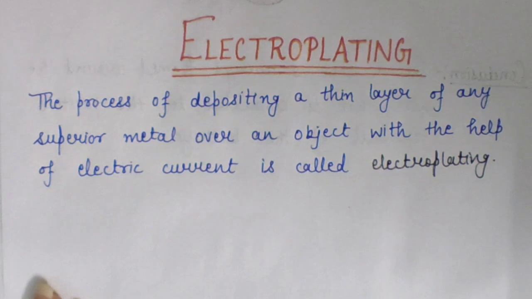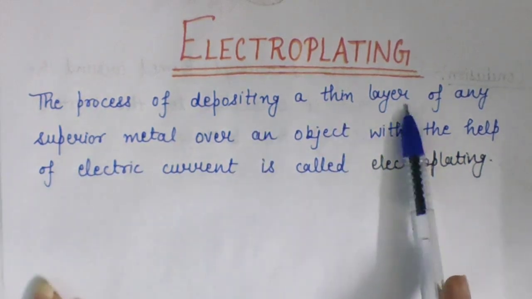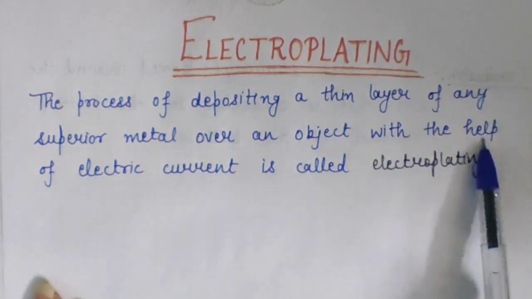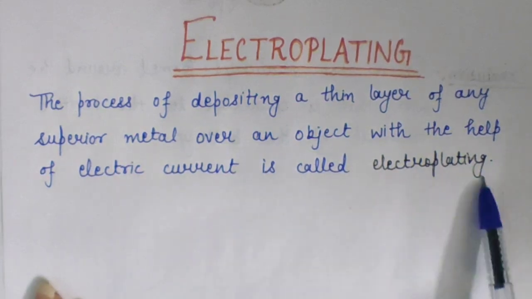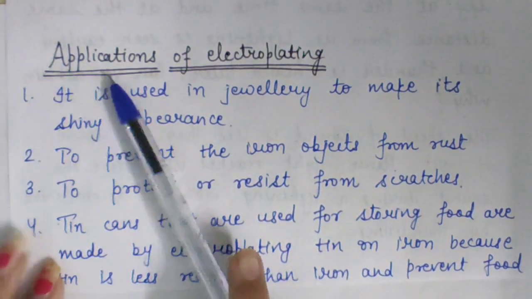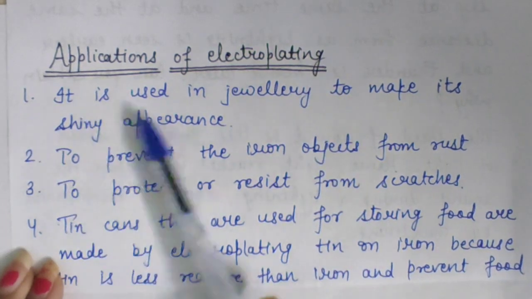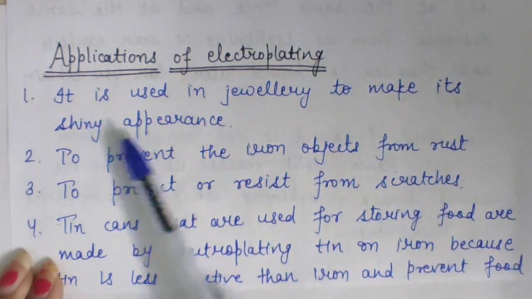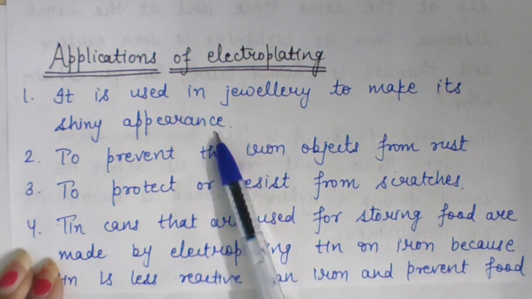So I am repeating, what is electroplating? The process of depositing a thin layer of any superior metal over an object with the help of electric current is called electroplating. Now we will discuss the various applications of electroplating. First application is, it is used in jewelry to give it a shiny appearance, to make it attractive.